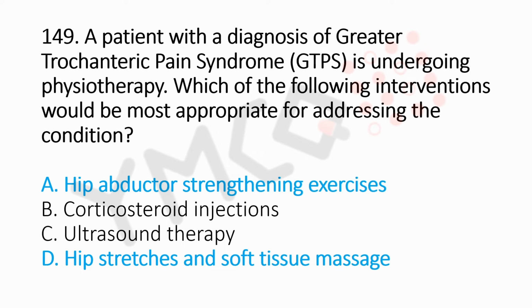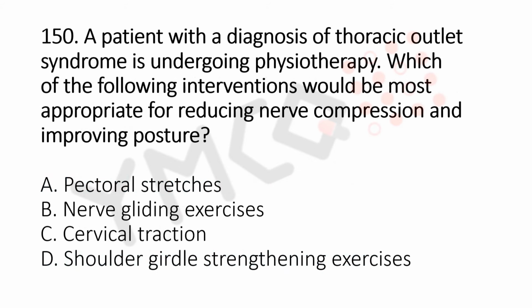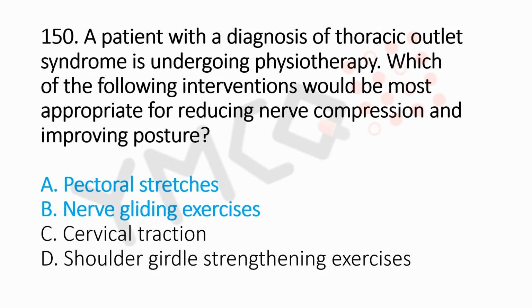Now let's move to question number 150. A patient with a diagnosis of thoracic outlet syndrome is undergoing physiotherapy. Which of the following interventions would be the most appropriate for reducing nerve compression and improving posture? Option A, pectoral stretch. Option B, nerve gliding exercises. Option C, cervical traction. Option D, shoulder girdle strengthening exercises. And the answer is Option A, pectoral stretch, and Option B, nerve gliding exercises. Now let's move to question number 151.